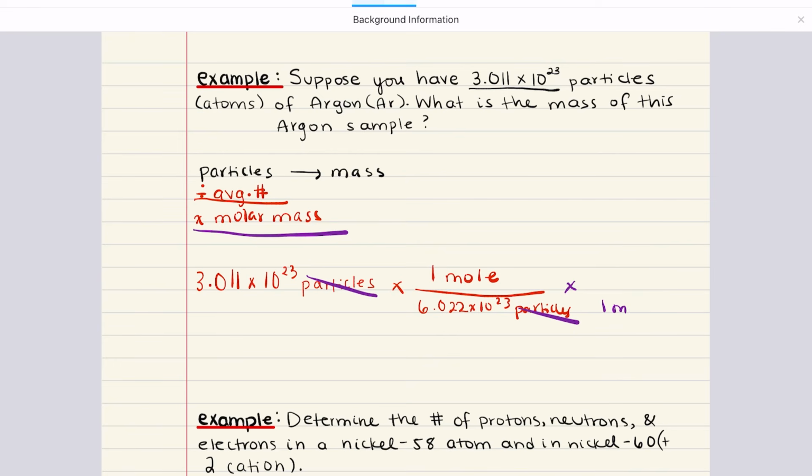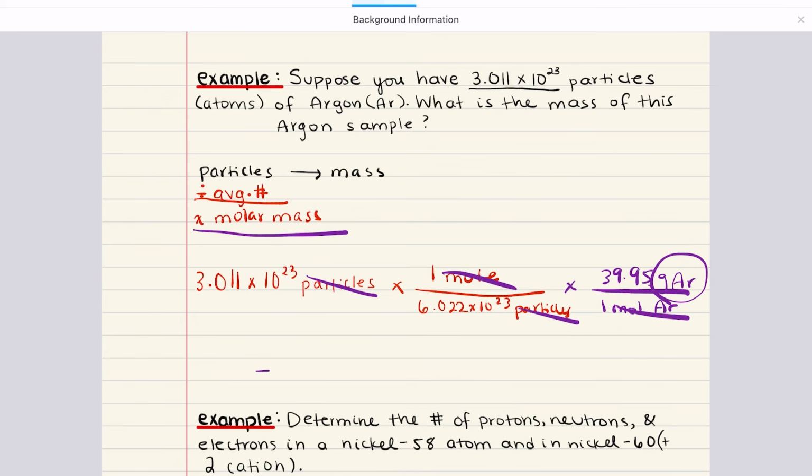1 mole of argon is equal to, what is the molar mass of argon? 39.95 grams. So 1 mole of argon is equal to 39.95 grams. And notice that moles cancel out here. Our remaining unit is grams of argon. This is exactly what we want because it's asking us for the mass of this argon sample.